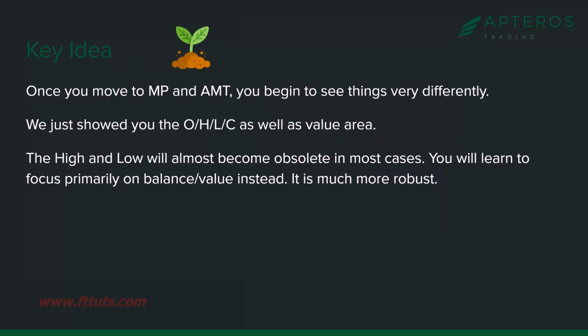Key idea. Once you move to market profile and auction market theory, you begin to see things differently. For example, we just showed you the open, high, low, and close, as well as value areas. The high and low are going to become something that I used to think was the most important thing. Where was yesterday's high? Nowadays, I could care less for the most part, unless it was a significant feature or it's already a very confluent area that's important. We're going to focus on trading balance and value rather than where a single price traded. These things are more robust. They mean more.